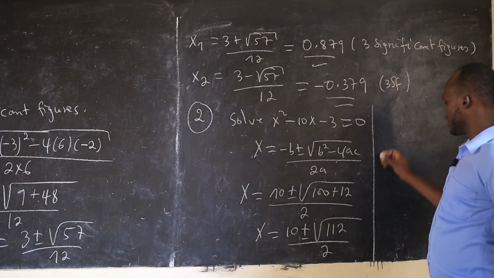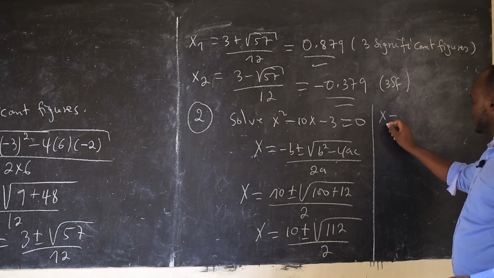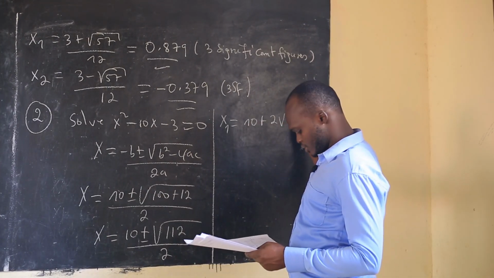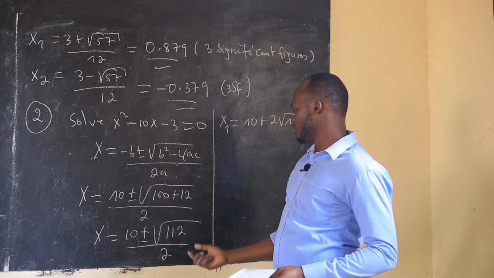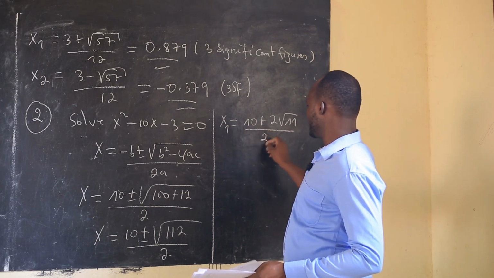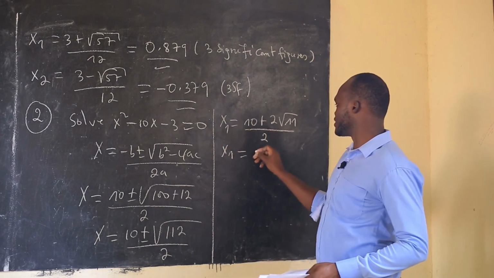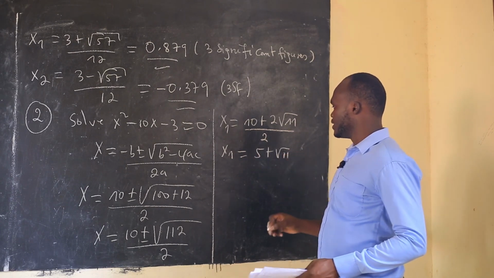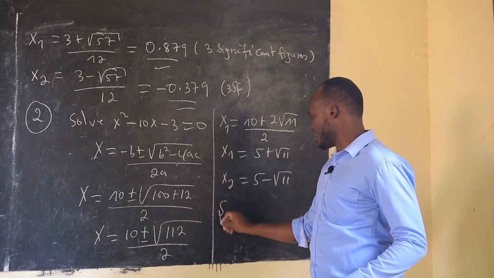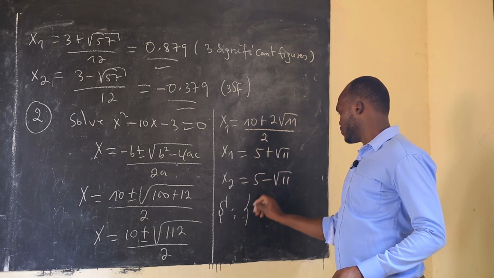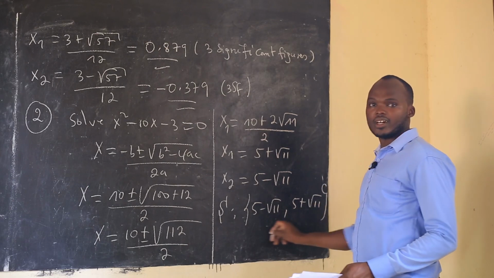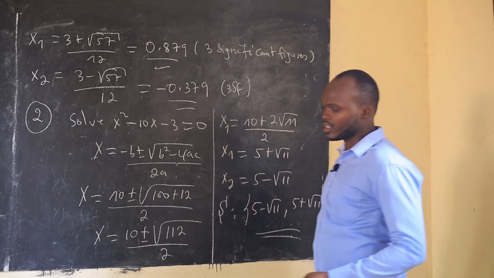So x1 will be equal to 10 plus 2 root 11, since 4 times 11 gives us that one, divided by 2. When you divide by 2, x1 is 5 plus root 11. So x2 will be 5 minus root 11. Which means that our set contains 5 minus root 11 and 5 plus root 11. I hope you don't have any question here. So that's how we use the quadratic formula.